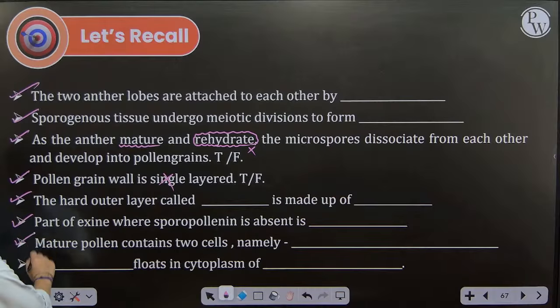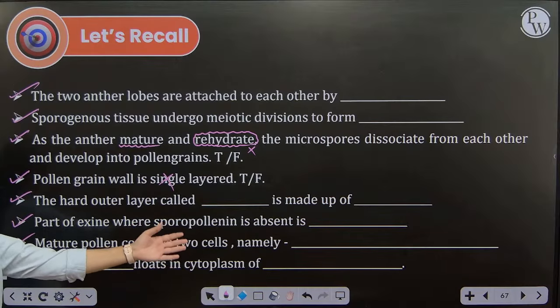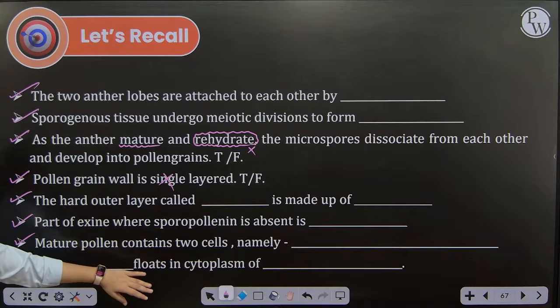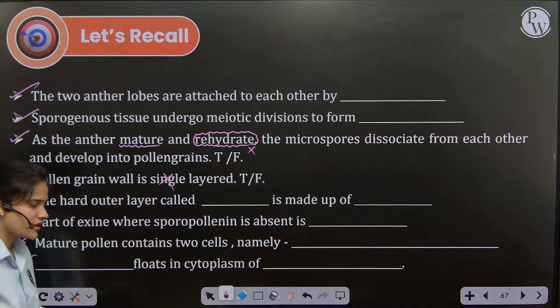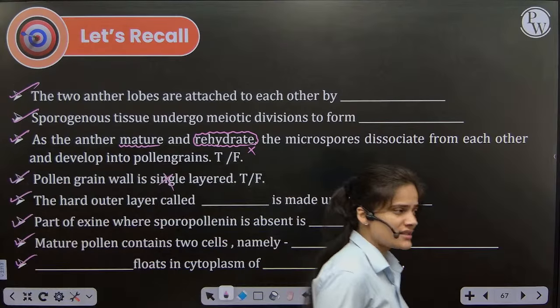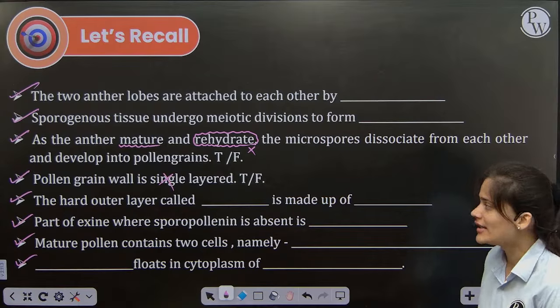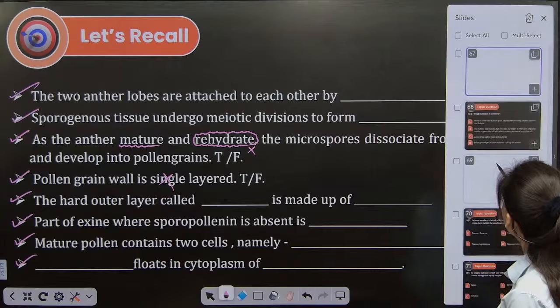Mature pollen contains two cells. These cells are vegetative cell and generative cell. Dash floats in the cytoplasm of dash. Does the vegetative cell float or the generative cell float? The smaller one is the generative cell. The generative cell floats in the cytoplasm of the larger cell, that is the vegetative cell.